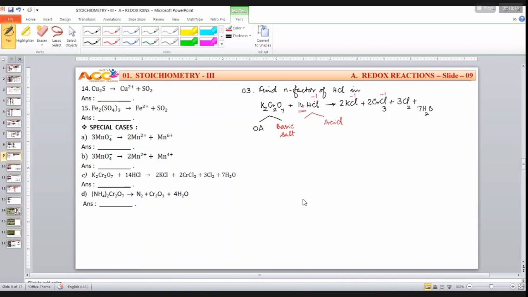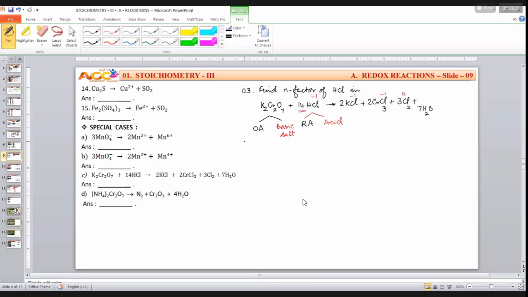Then this is -1 to 0. Loss of electron, undergoing oxidation. This is the reducing agent. If it is a reducing agent, then the neighboring fellow must be the oxidizing agent. Yes, sir, I got it. This means to say here everyone is enjoying a double role.